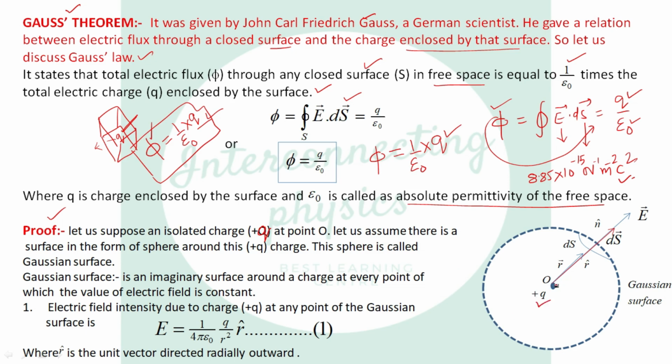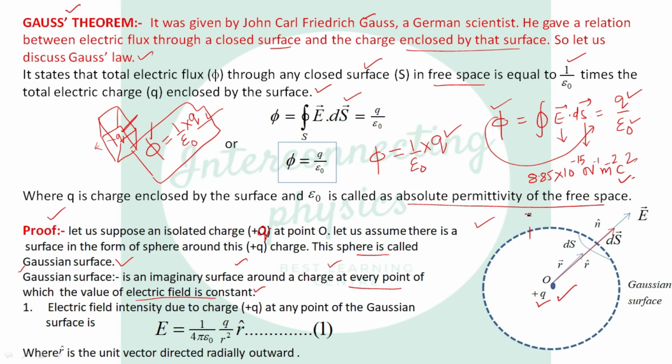Let us assume there is a surface in the form of a sphere around it. This is a very important point in Gauss theorem: let us assume a sphere surrounds this charge, and this sphere is called the Gaussian surface. And what is a Gaussian surface? It is an imaginary surface around a charge. And what type of surface? A closed surface, at every point of which the value of the electric field is constant.